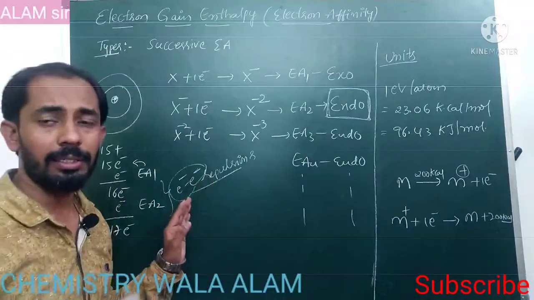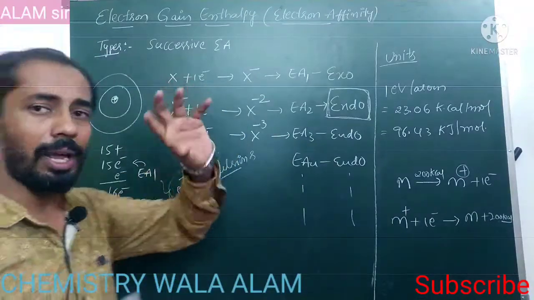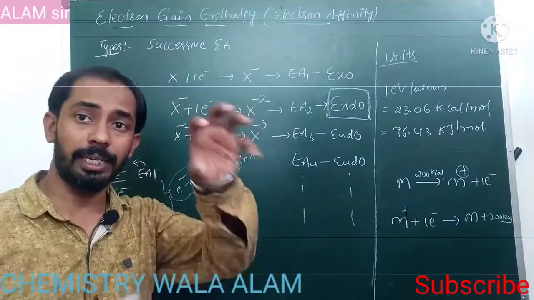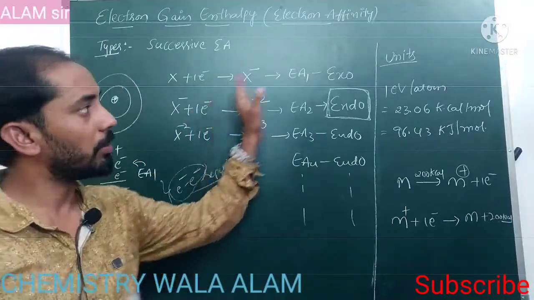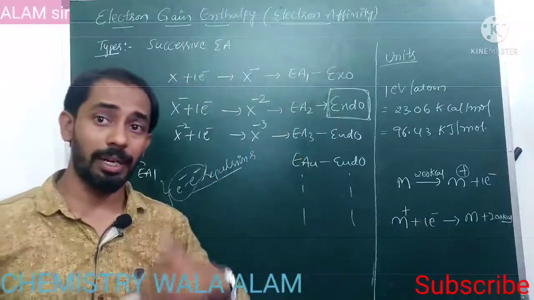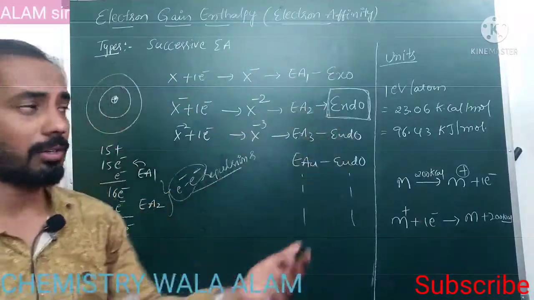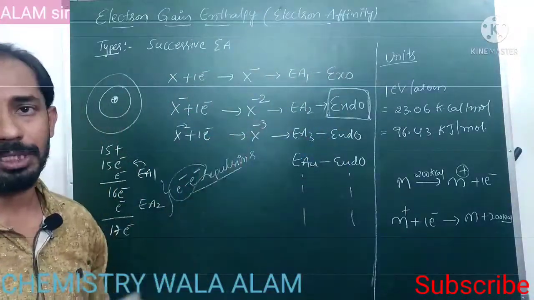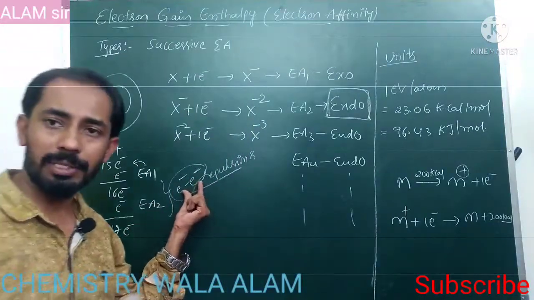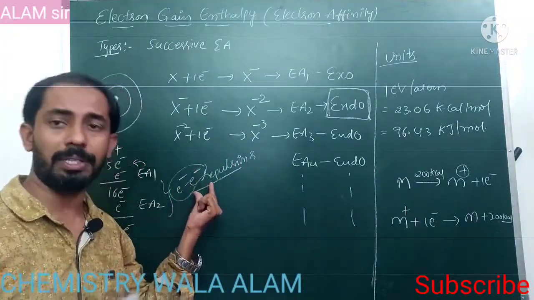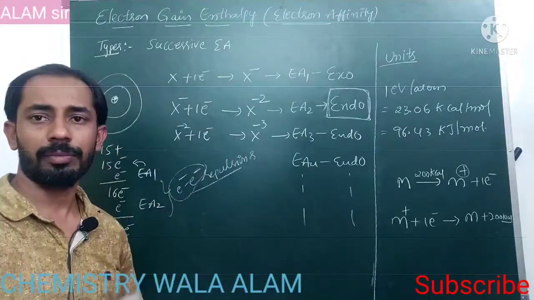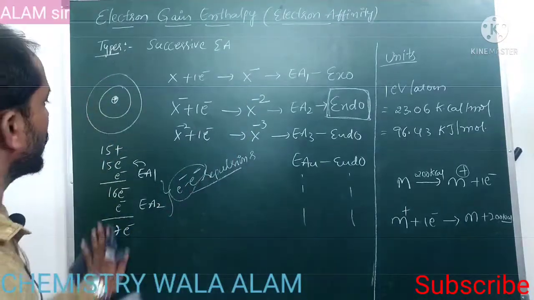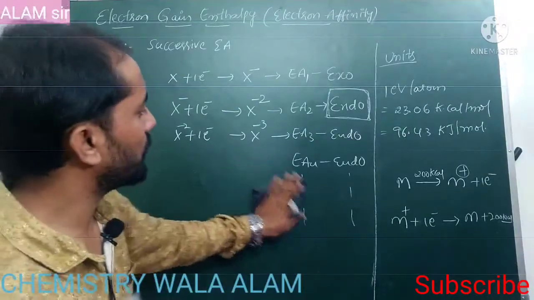The reason is that one electron it can accept, it can gain the electron, it can hold the electron, and during that some amount of energy can be released. But coming to the second, third, fourth electrons, adding is a difficult process because electronic repulsions will take place. To overcome these repulsions we have to supply some amount of energy to add the electron. Clear? So these are the types of electron affinity.